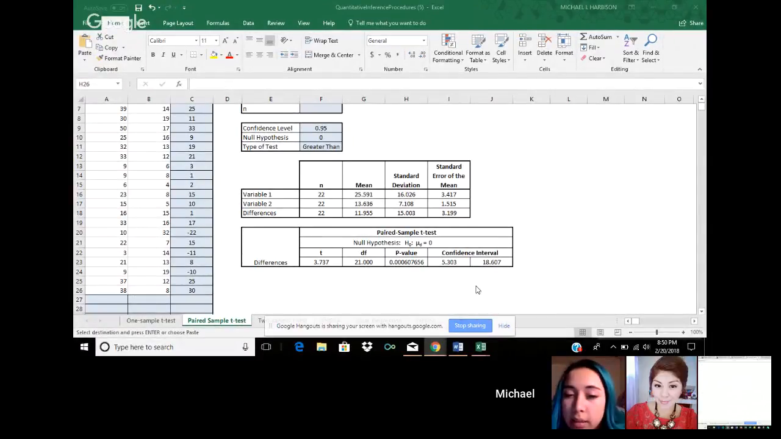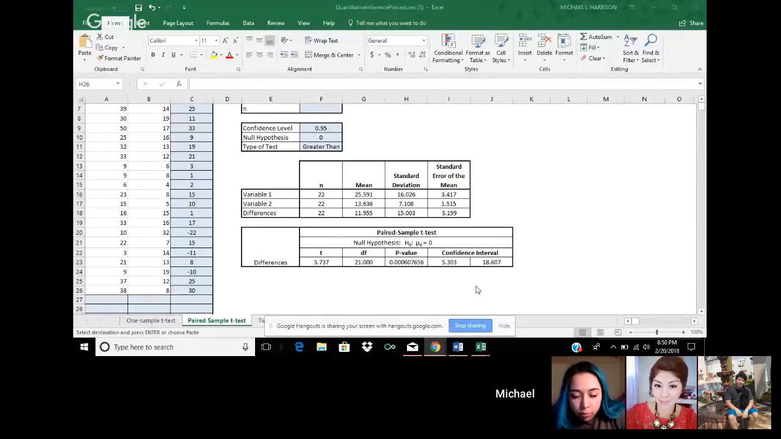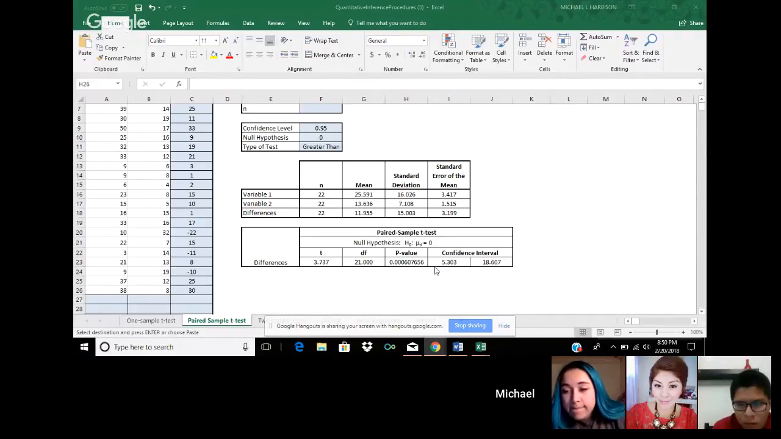the mean is 11.955. And then if we add whatever the margin of error is to that, then it should give us the 18.607. So let me subtract that. 18.607 minus 11.955. So the margin of error is 6.652. But that's for the confidence interval.